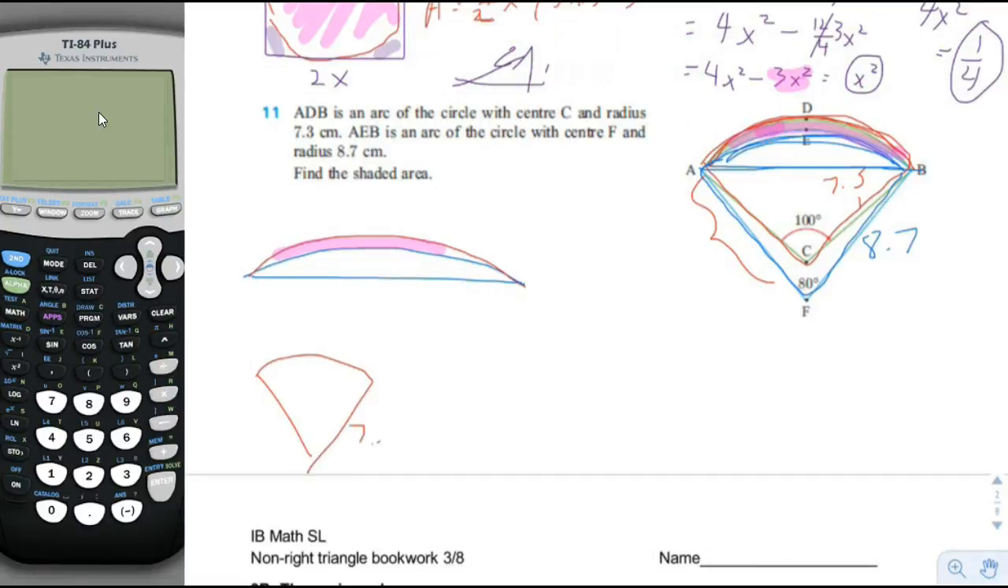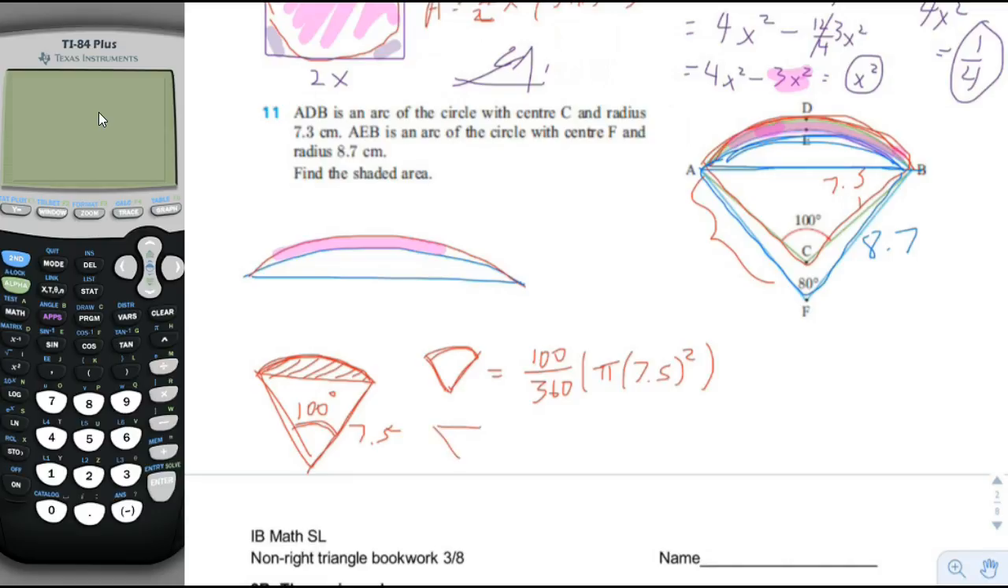The red problem has a radius of 7.5 and it's 100 degrees. Okay. We are trying to figure out what is the area of this section here. Basically what we need to do is figure out the area of the pizza slice and then subtract off the triangle. So the pizza slice, since it's 100 degrees, this area is equal to 100 degrees divided by 360 degrees times pi r squared, which is pi times 7.5 squared. And then we're going to subtract off the triangle.